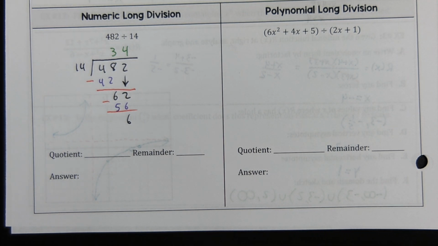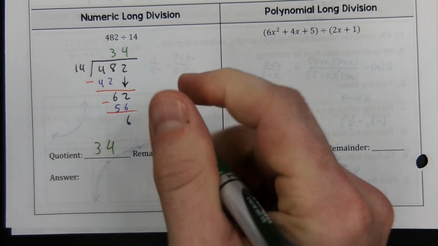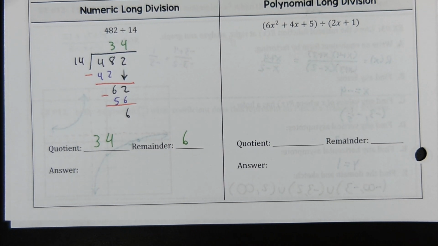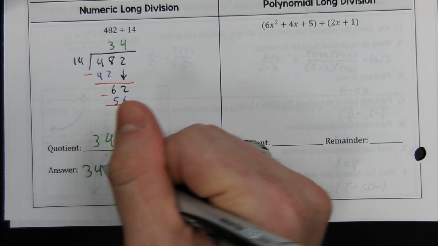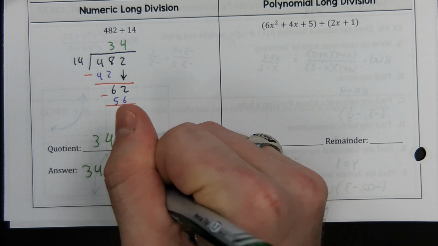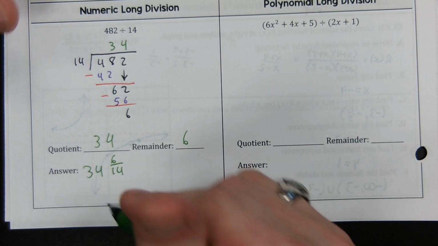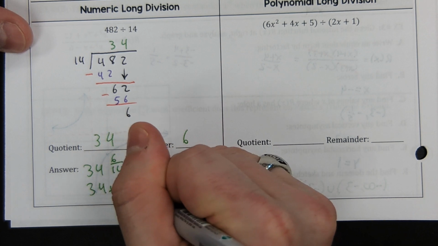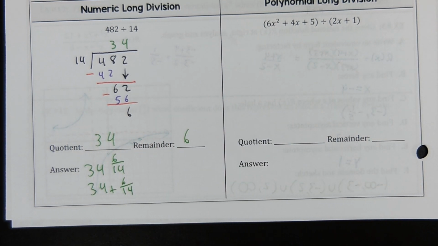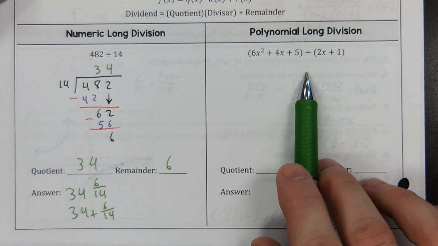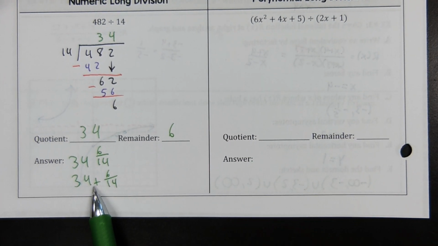So our quotient is 34. The remainder is 6. The actual answer is 34 and 6/14. Of course, that reduces. But did you know when you say 34 and 6/14, what you're actually saying is 34 plus 6/14? No, that's right. What I'm saying, did you know that that's what that means? That is why when we do the long division here, we put it plus remainder over divisor. That's why we do that.